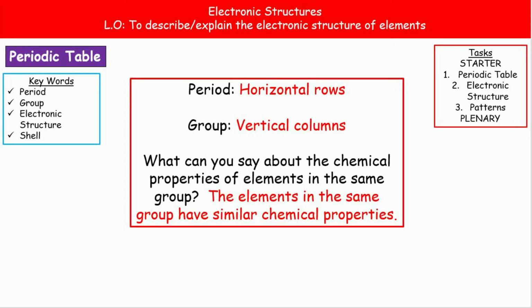So we find periods as the horizontal rows on the periodic table, so they're the ones that run from left to right. The groups are the vertical columns, the ones that go from top to bottom. And in terms of what we can say about the chemical properties of elements in the same group, then they've got similar chemical properties. So any element in that same group will have similar chemical properties. So obviously tick any of those you got right and give yourself a mark out of 3. If you didn't get anything right there, make sure you do correct your work so you know where we find periods, where we find groups, and what we can say about chemical properties of those elements in a particular group.